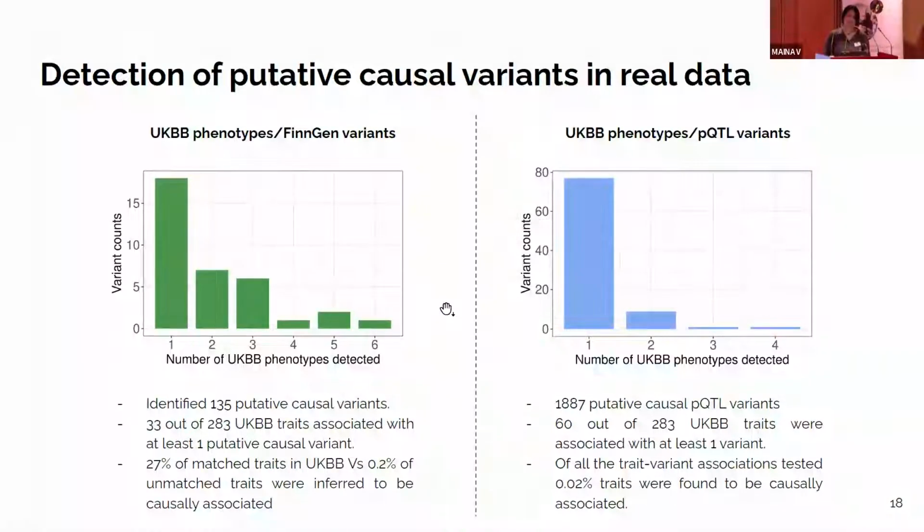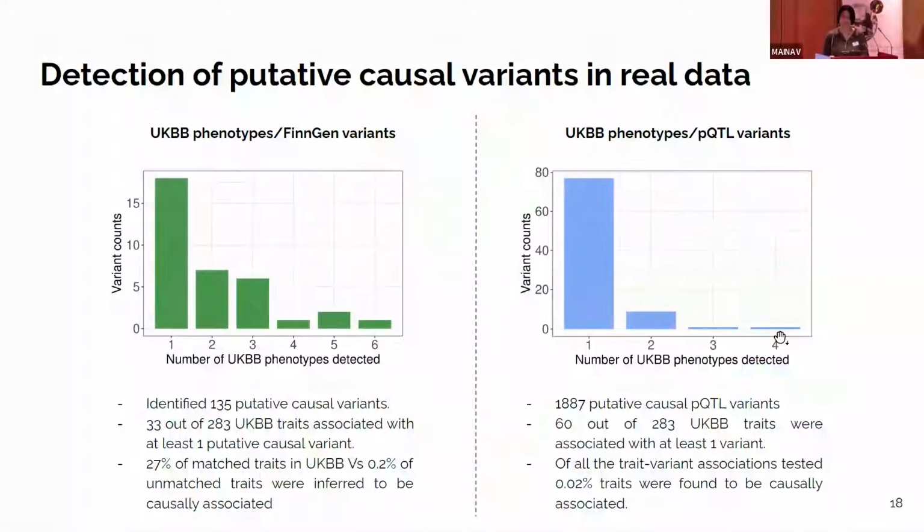So as I mentioned before, we detected the putative causal variants from 2 different sources. From the FinnGen disease endpoints, we were able to identify 135 variants, and we saw that 33 out of 283 traits were associated with at least 1 variant. So you had these matched traits between the UK Biobank and FinnGen, the ones which we used for identifying the variants. Out of the ones which were matched, 27% were seen to be causally associated with a posterior probability of greater than 0.5, while in the unmatched traits, it was 0.2%.